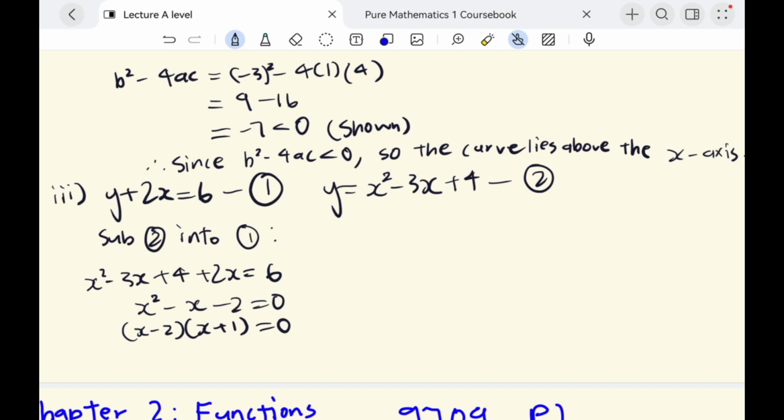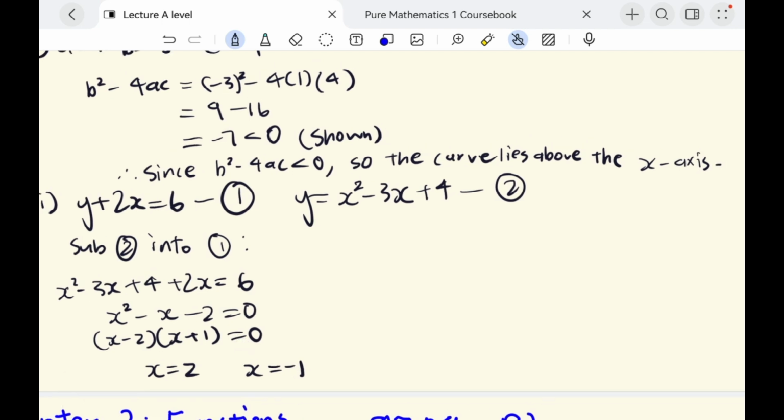So the product of negative 2, I will put 2 times 1, but the sign is 1 and -2 to get the -1. Okay, and then eventually you get your x is 2 and -1.